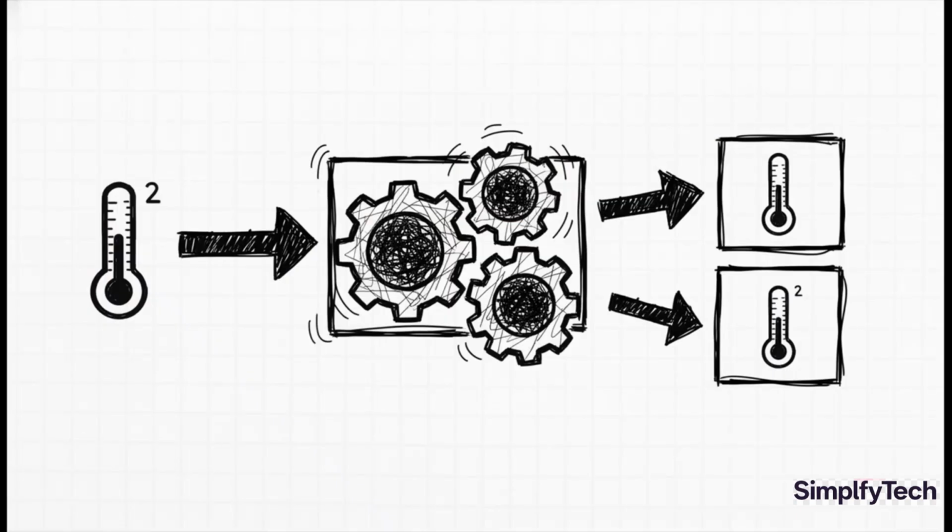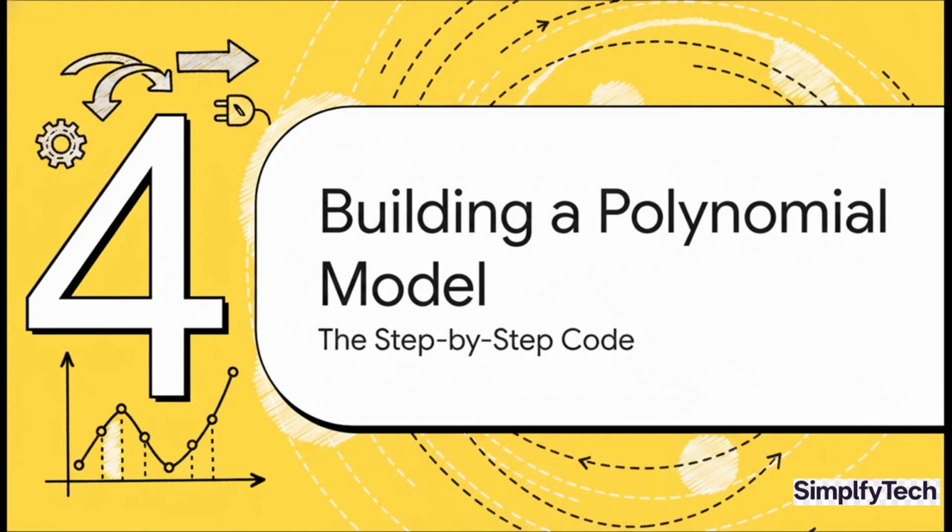Now here's the really clever part. We don't actually need a totally new, complicated model to do this. We use a trick, a kind of data judo called feature engineering. We take our one input feature, temperature, and we literally create a second feature out of it, temperature squared. It's that simple.